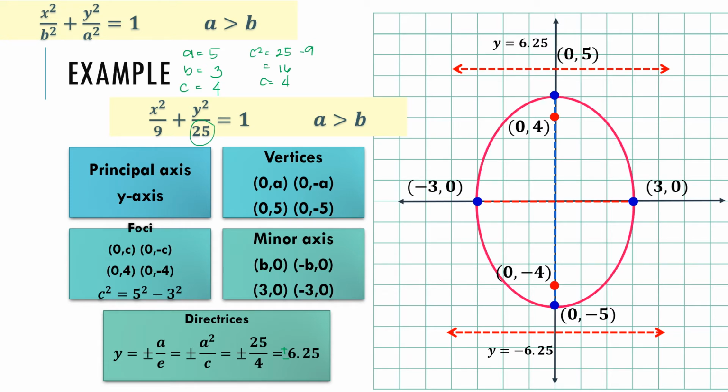Okay. Now you see the difference. Magkakaiba tayo sa principal axis. Kapag ang A ay nakay X, pahiga ang ating ellipse. Kapag ang A ay nakay Y, patayo ang ating ellipse. Okay?